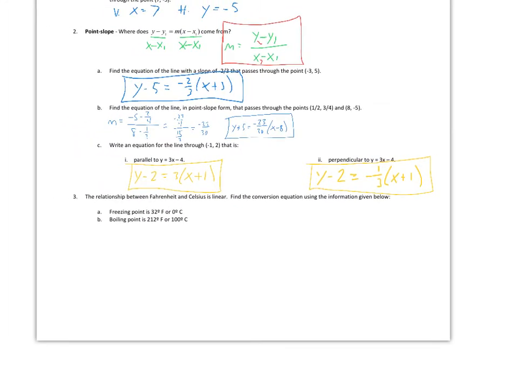So we're going to build on that idea as we go through calculus a little bit. We're going to work on these things, like I said, called tangent lines, and we're going to find the equations of those lines, and we're going to use point slope form when we do it.